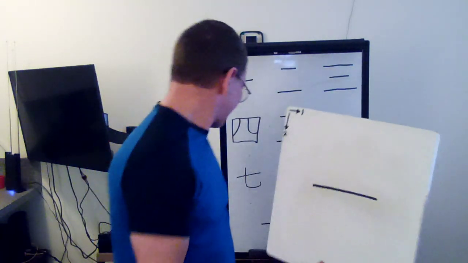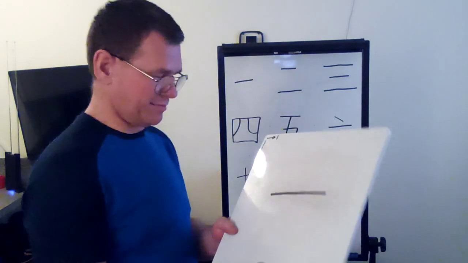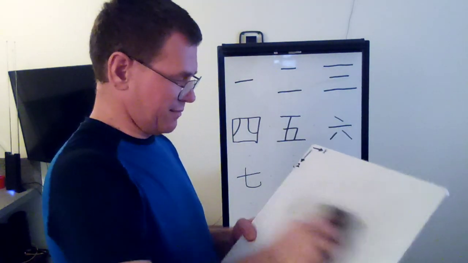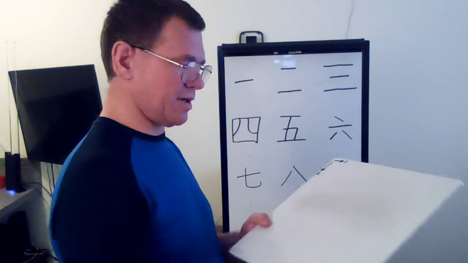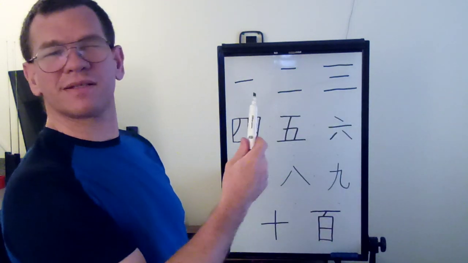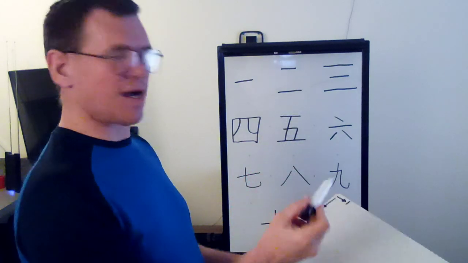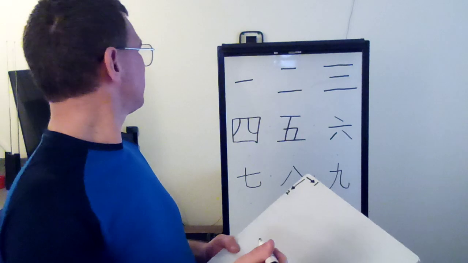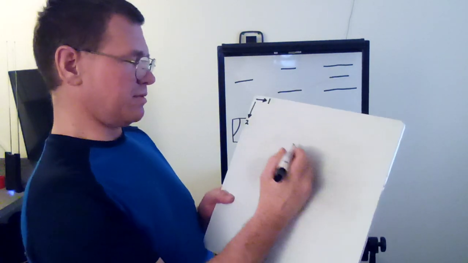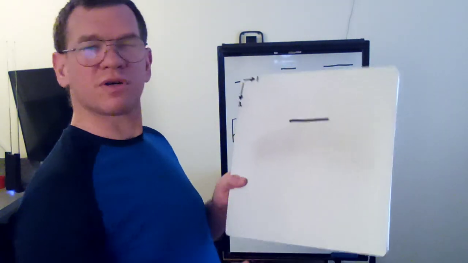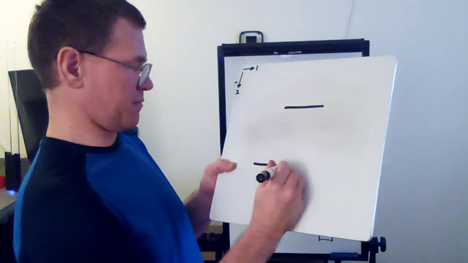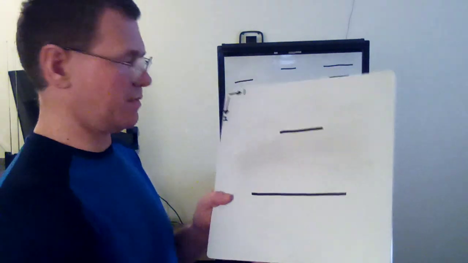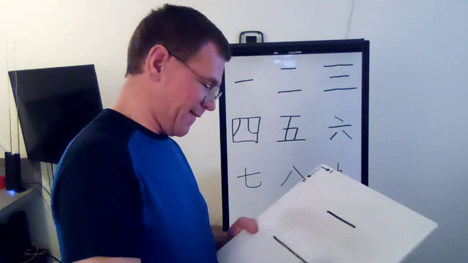And let me get my eraser. So I'm starting left and it's going to the right. Now let's look at number 2. The top line is shorter than the bottom line, and the bottom line probably could be longer. So the first stroke and the second stroke. This is the number 2.